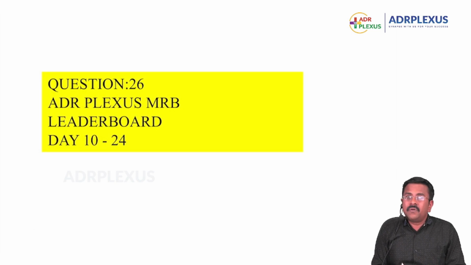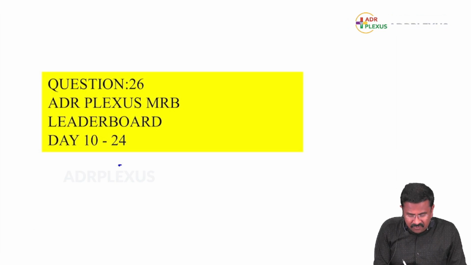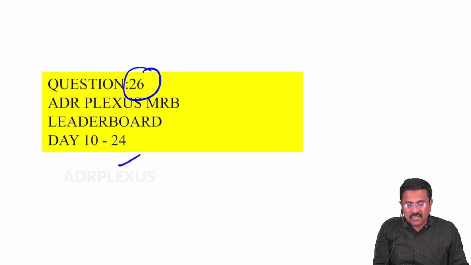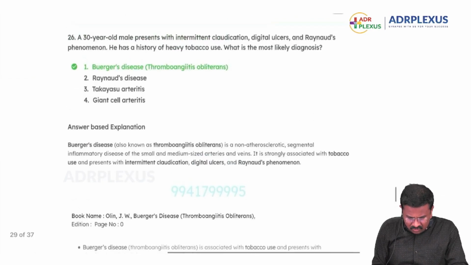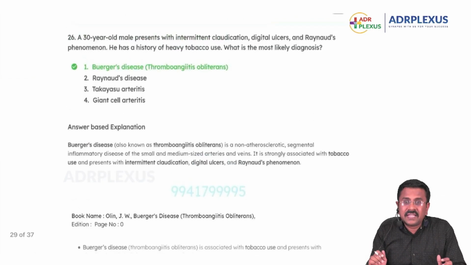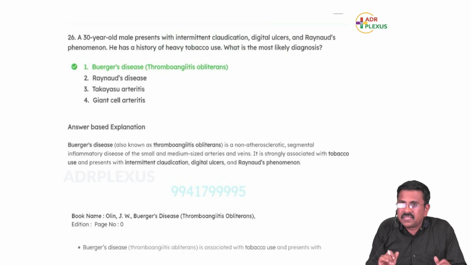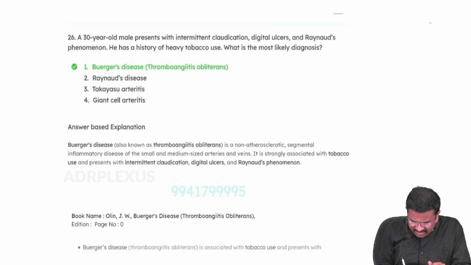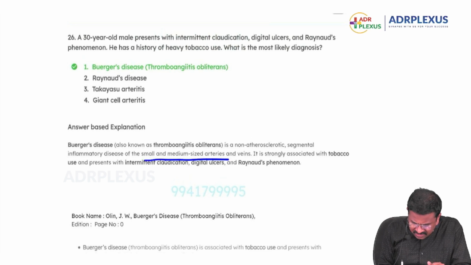Actually, in leaderboard on day 10, 24th, question number 26, we discussed thromboangiitis obliterans as a clinical scenario based question, and we also discussed everything about it, and we highlighted that it affects small and medium-sized arteries and veins.